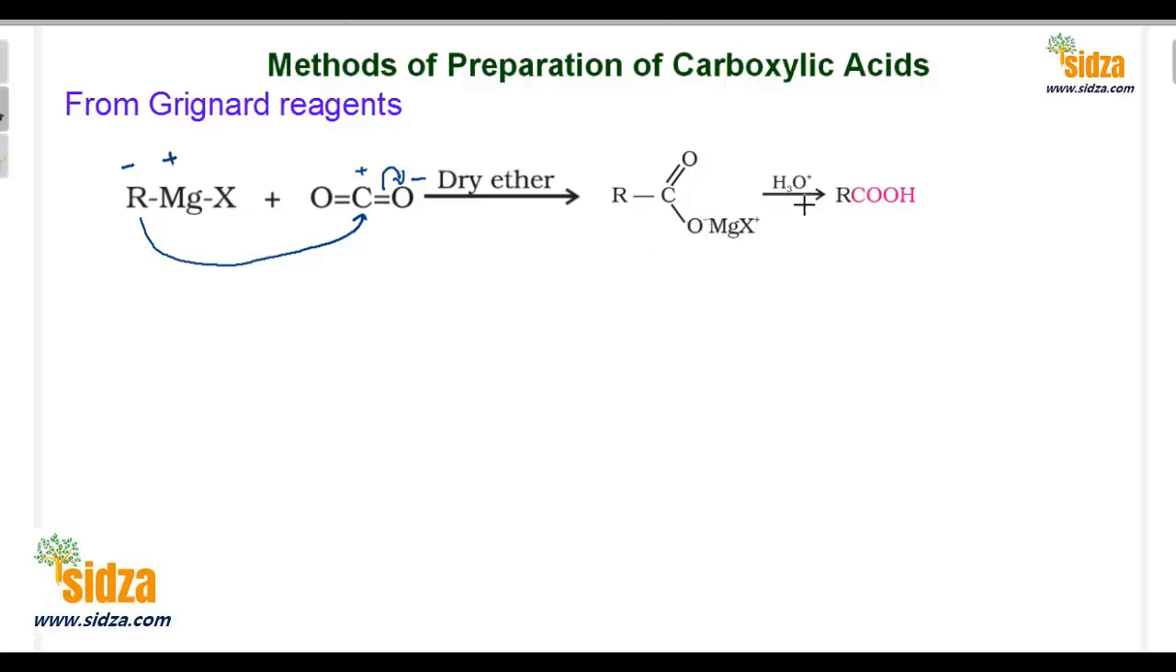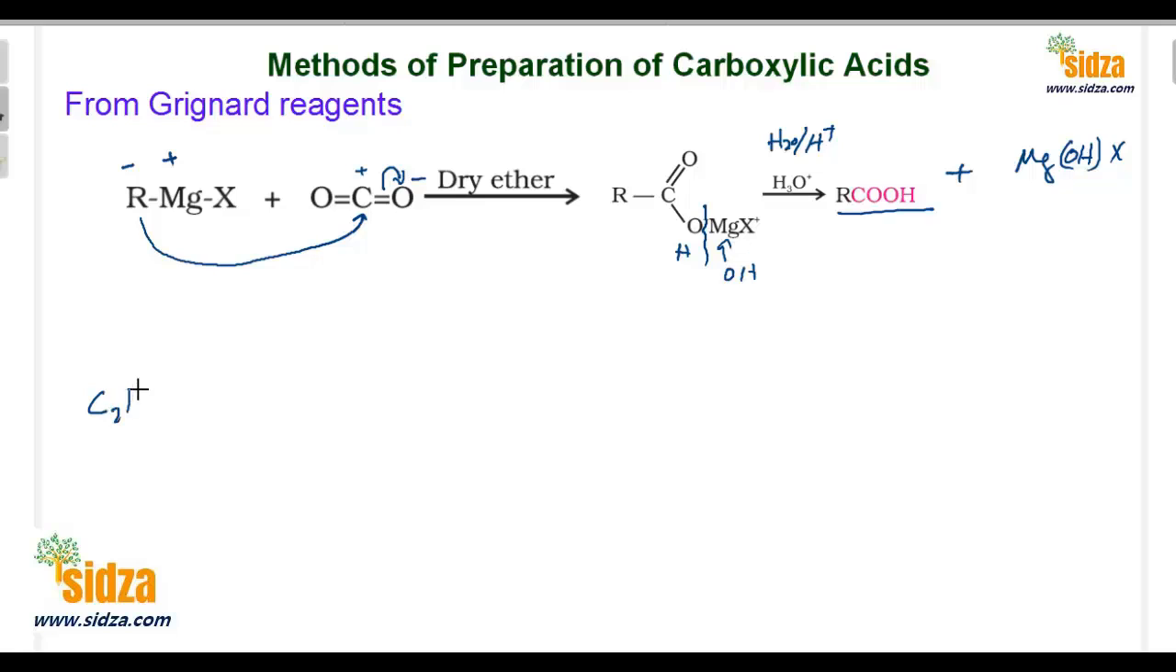And then when you do the hydrolysis, you are adding water again in acidic medium. What happens? This magnesium and oxygen bond breaks, and you add a hydrogen here, and the OH will go to the magnesium. So you get a carboxylic acid, plus what you get? You get the Mg, OH and X, right? This is what you get when you react the Grignard's reagent with carbon dioxide. First, this is a complete addition. The first step is the addition of the Grignard reagent across a multiple bond in a carbonyl group, and then you do the hydrolysis. Let's take one example here.